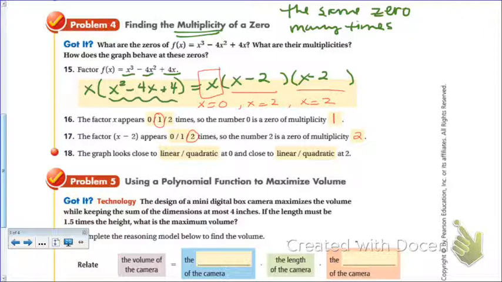If I graph this, it says the graph looks close to either a linear or quadratic at 0 and close to a linear or quadratic at 2. So what this looks like here, and here's the 2, is that it's going to come up here and then it's going to dip down like that. As it goes through 0, it actually looks more linear, but as it goes by 2, it makes a little parabola there, and a parabola is a quadratic. That's what it's asking us.